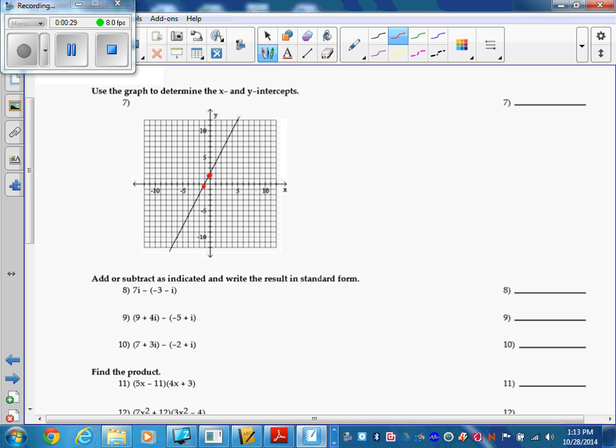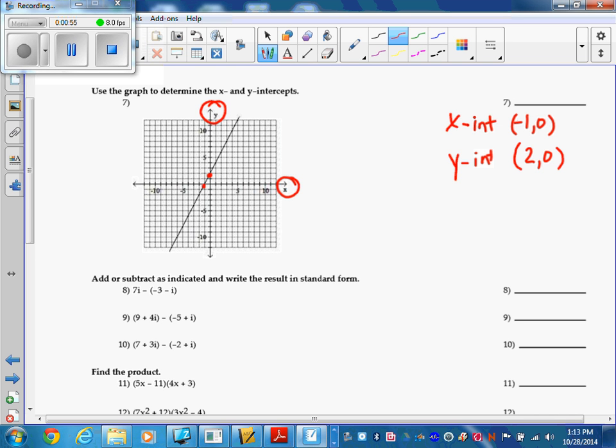So the x-intercept is negative 1, 0. And the y-intercept is 2, 0. Okay? So just need to remember that the y-intercept is on the y-axis and the x-intercept is on the x-axis.